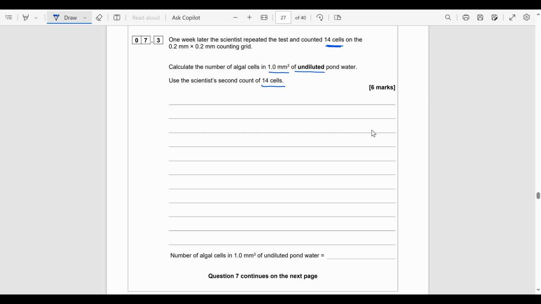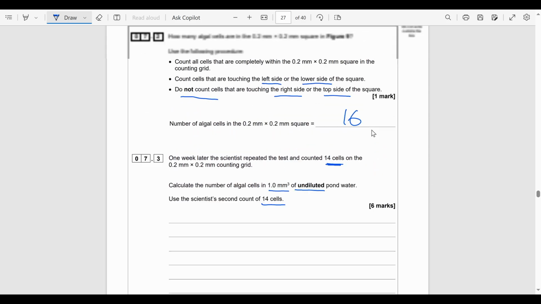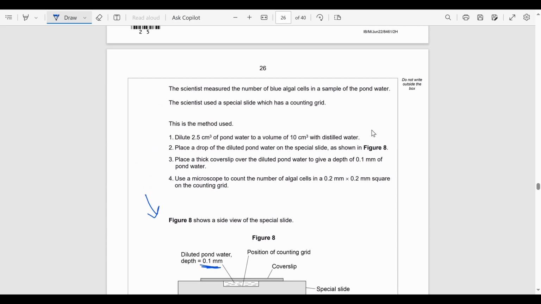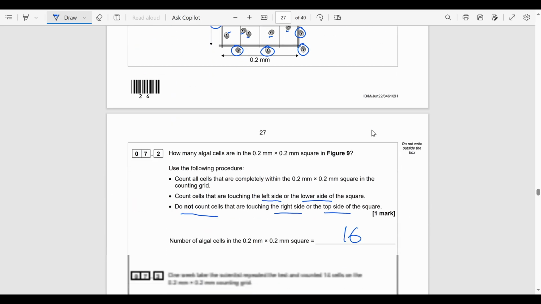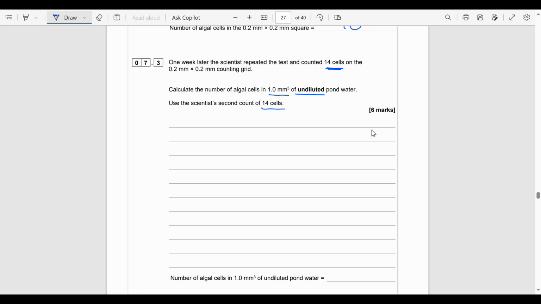So you've put in bold undiluted. In our experiment at the top here, we've got diluted pond water. Remember that they diluted 2.5 in 10 centimeters to a volume of 10 centimeters. Okay, then let's go and check that. So our undiluted, we need to get that from diluted.